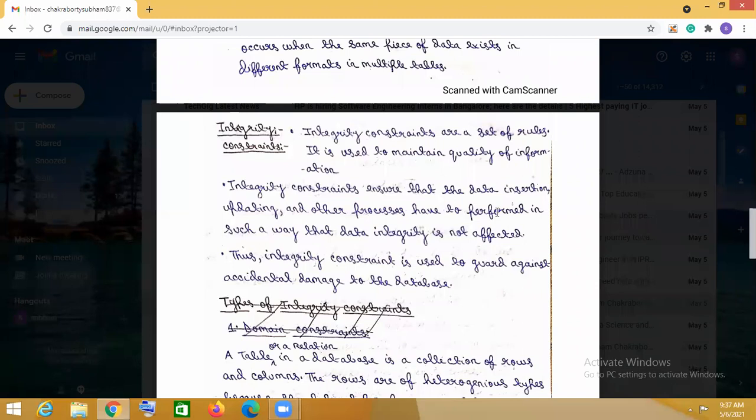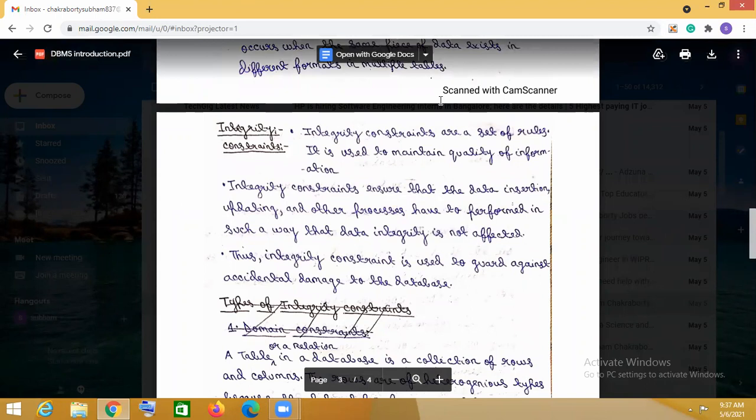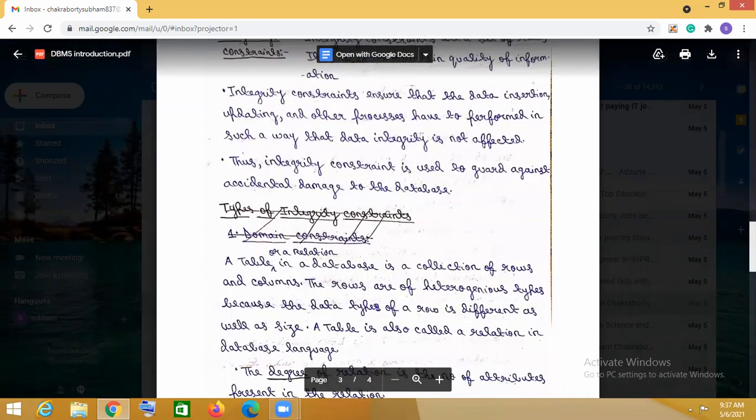Integrity constraints mainly look over how to maintain the quality of the information, and how a database guards against accidental damage. So integrity constraint is mainly used to guard against the accidental damage of the database. Okay, so these are some basic things which are used in the database.